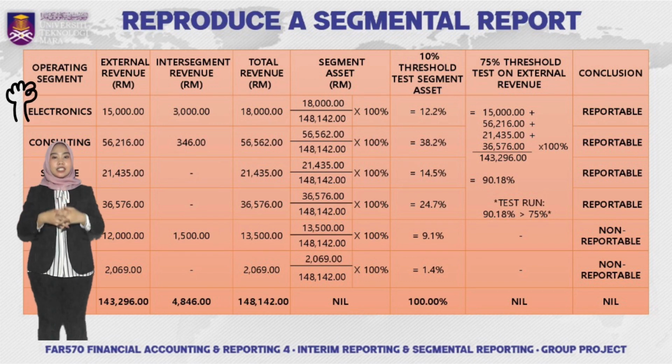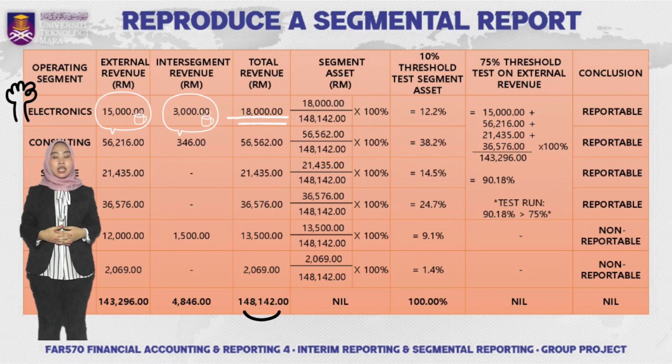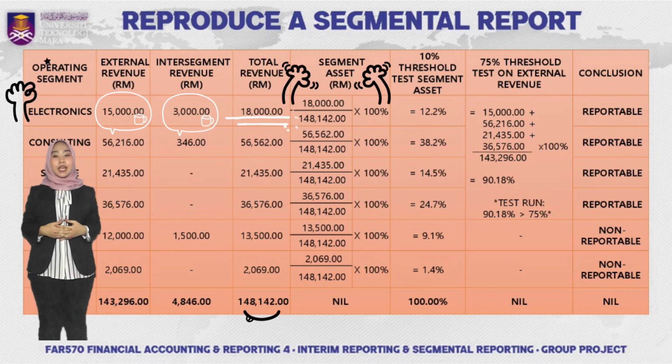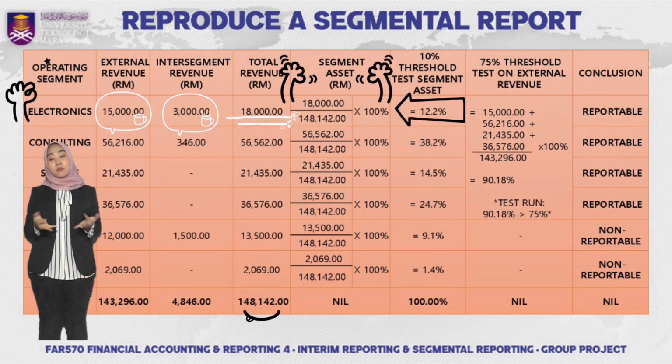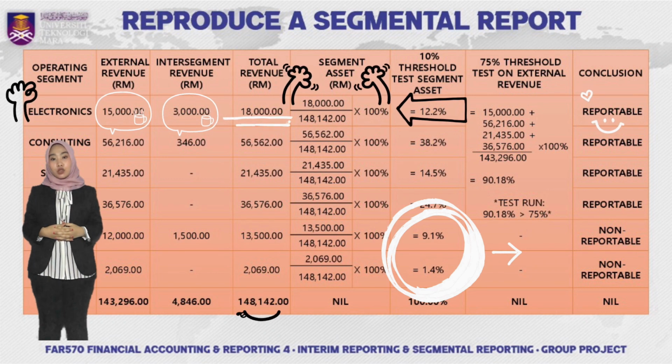For example, for the electronic segment, the external revenue amounting to 15,000 needs to be added to the inter-segment revenue amounting to 3,000, resulting in total revenue of 89,000. This is then divided by the total revenue amounting to 148,142 ringgit and multiplied by 100%. So, the percentage from the electronic segment is 12.2%, more than 10%, which can be classified as a reportable segment, while an operating segment which gets below 10% should be classified as a non-reportable segment.